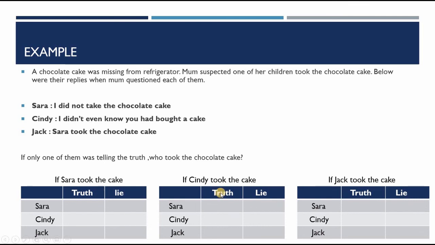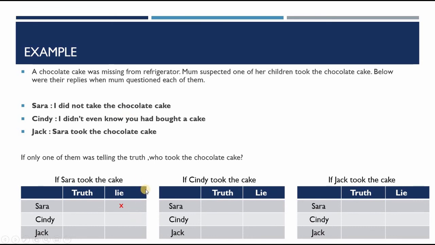Okay, let's check your answer. So we make three conditions, right? If Sarah took the cake, if Sydney took the cake, if Jack took the cake. So, and we know only one of them was telling the truth, okay? And who took the chocolate cake? So let's start. If Sarah took the cake, so if we are assuming this condition is true, what else can be true? If Sarah took the cake, then Sarah, "I did not take the chocolate cake."